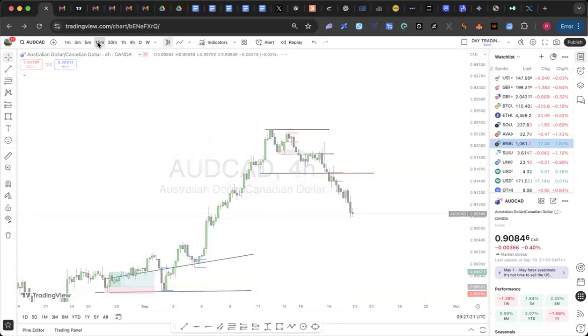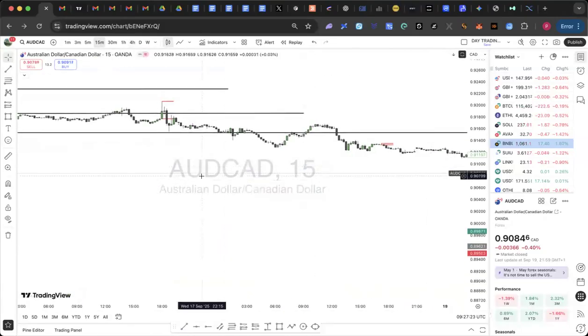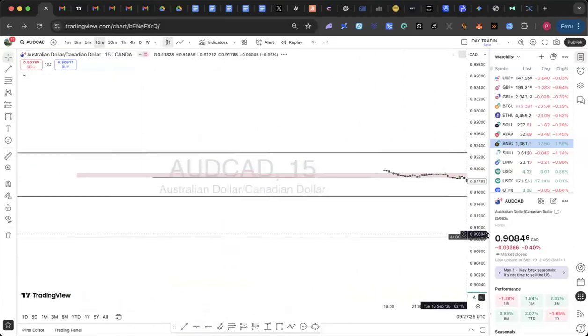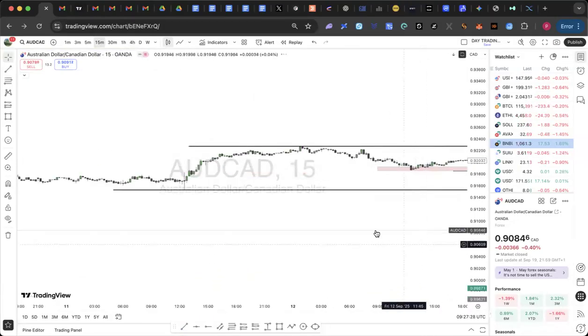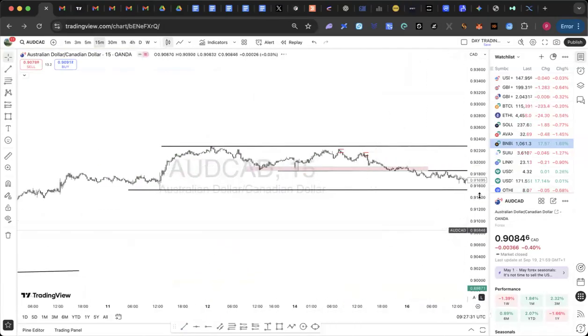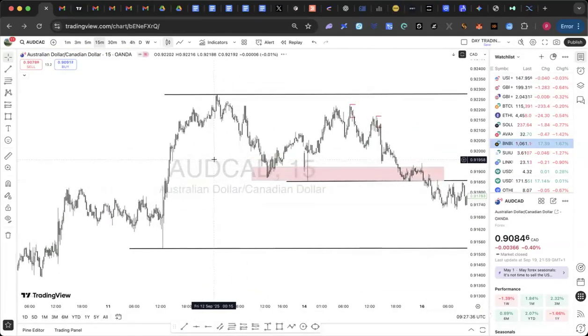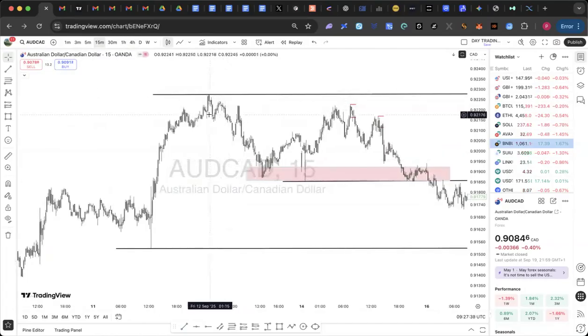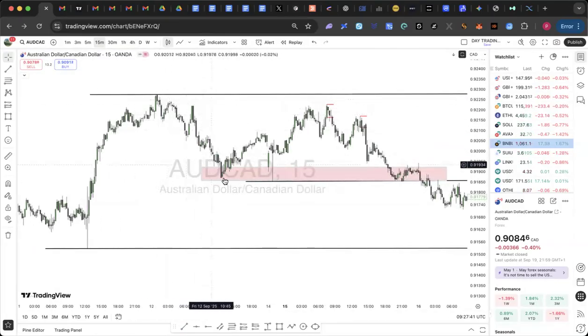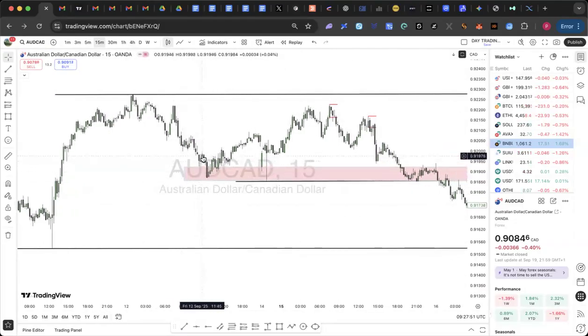So let's go to 15 minutes. All right. Remember that this was the high. So on 15 minutes, it has created a downtrend because this became a high, a low, a high, a low, a high, a low, a high, a low, a high, a low. Now coming down here, we have a high here. Now the market has created a new low, a new high. So this is a high, this is a low.